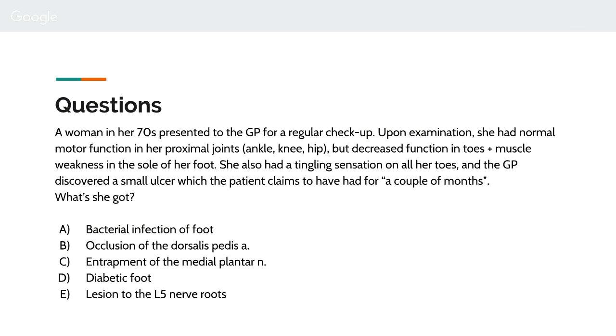Okay, this one's a bit tangential, out of the box. A woman in her 70s presented to the GP for a regular checkup. Upon examination, she had normal motor function in her proximal joints, ankle, hip, all that jazz, but decreased function in her distal joints. She had a tingling sensation on all her toes. The GP discovered a small ulcer, which she claims to have had for a couple of months, but hasn't noticed. What has she got?